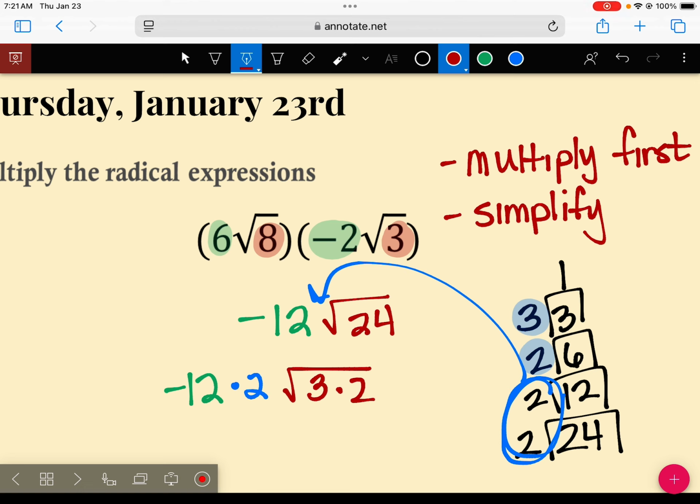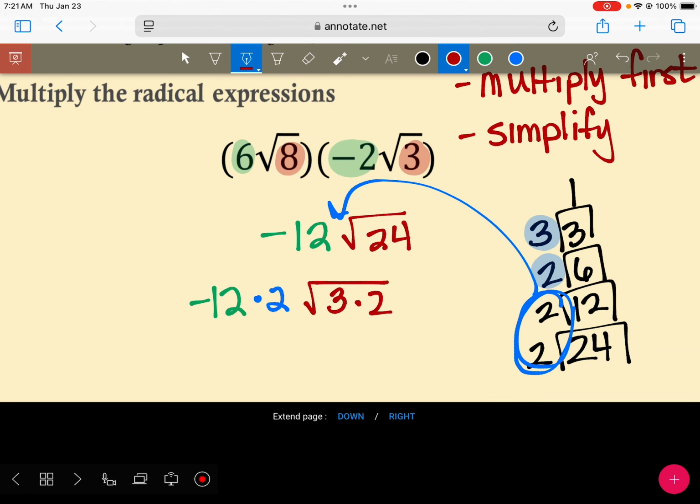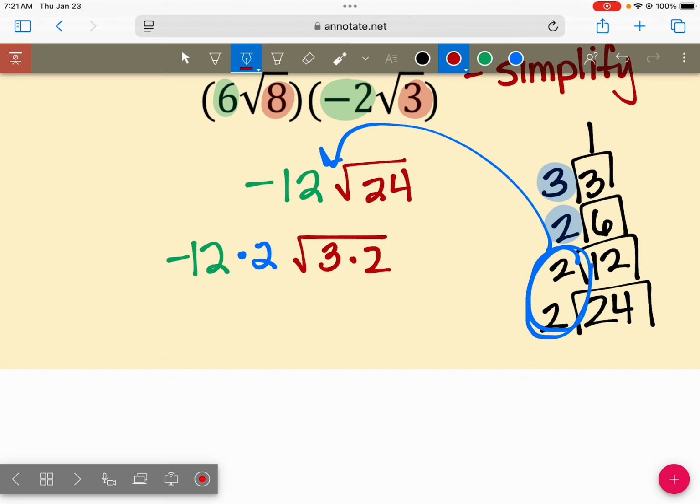Any questions so far? I just want to make sure we're good. Here, let me pull that up a little bit. No, that's kind of low down there.